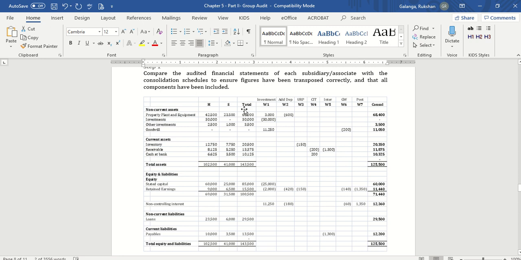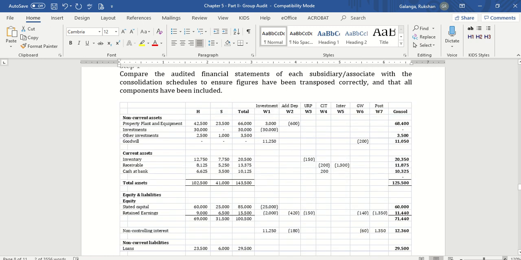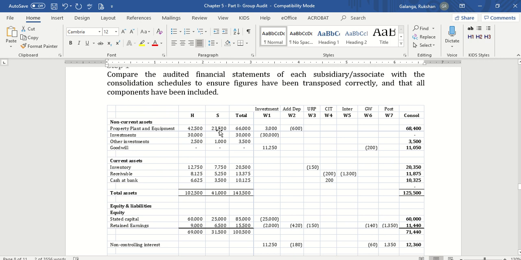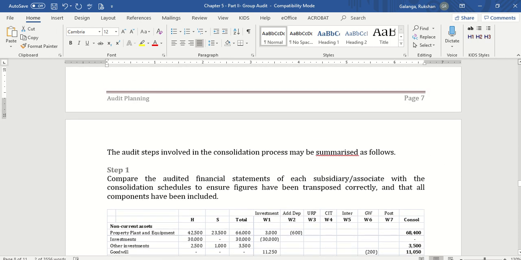In that case, first what you do is you take this H and S together. You can see the 42,500 figure, and the subsidiary has property, plant and equipment of 23,500. First you add them together: 66,000. Likewise, all the assets and the liabilities you add across. Then you do some adjustments to that, and you take the consolidated figures. These are the figures you record in the consolidated financial statement. Ultimately, you want to show these figures under the consolidated financial statement. So the auditor's responsibility is to check these adjustments, right?